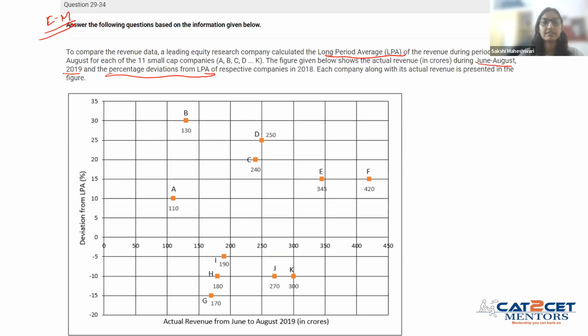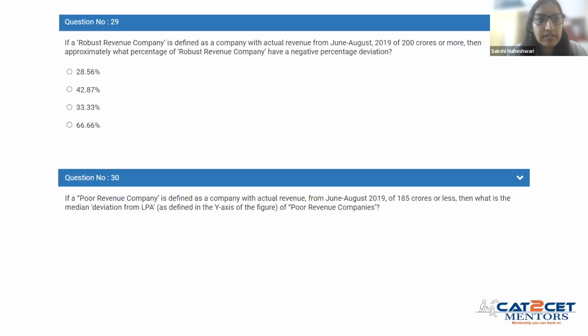So yeah, let's go back to this graph question. We have been given the data. So let's understand what is asked to us in this first question. A robust revenue company is defined as a company with actual revenue of 200 CR or more. And I think we have been asked what percentage of these have a negative percentage deviation.